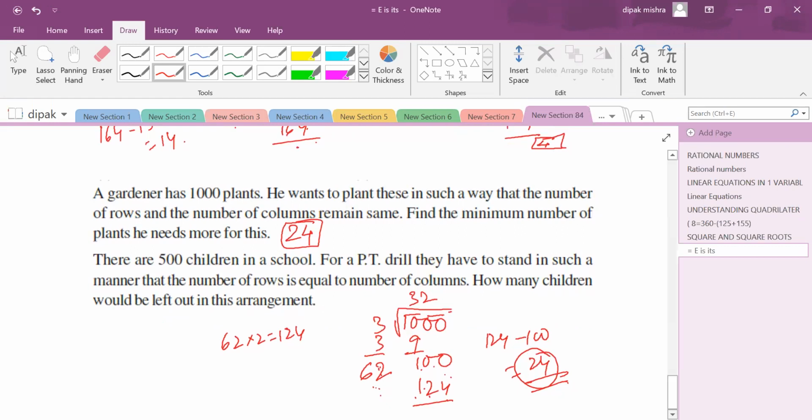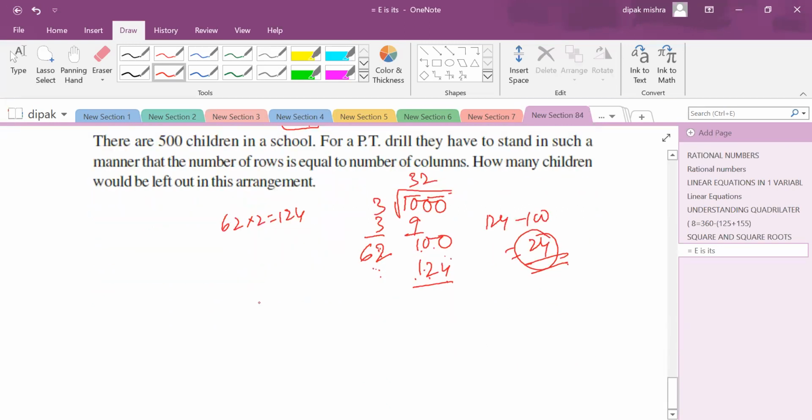The last question in this series is, there are 500 children in a school. For a PT drill, they have to stand in such a manner that the number of rows is equal to the number of columns. How many children would be left out in this arrangement? Which means what must be subtracted from 500 to get a perfect square? So 500, you take 00 and a single pair. 2 times 2 is 4. 100. 2 times 2 is 4. So 42 times 2 is 84.